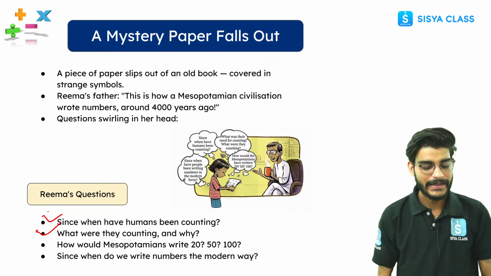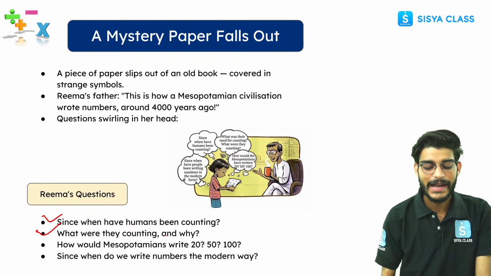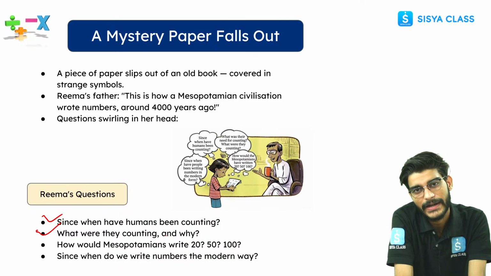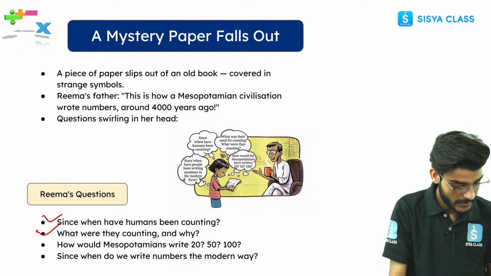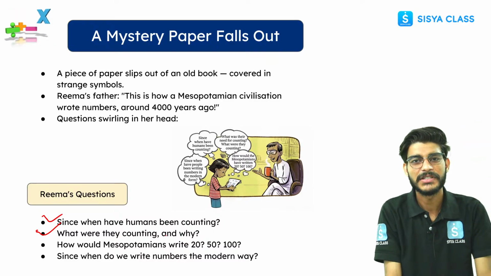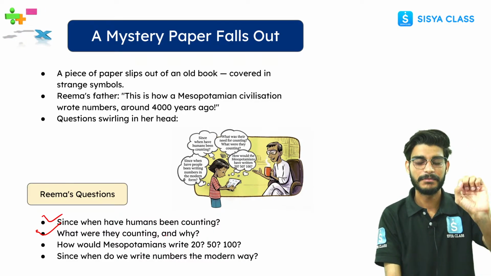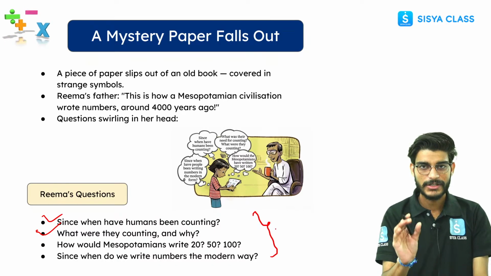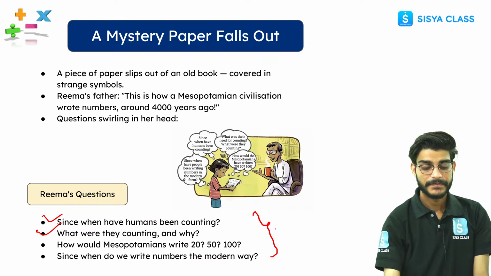And at the end, she asked when we started writing numbers in the modern way. This was her last question. So basically, at the end of the class, we will be able to answer all four questions. So stay with me till the end.